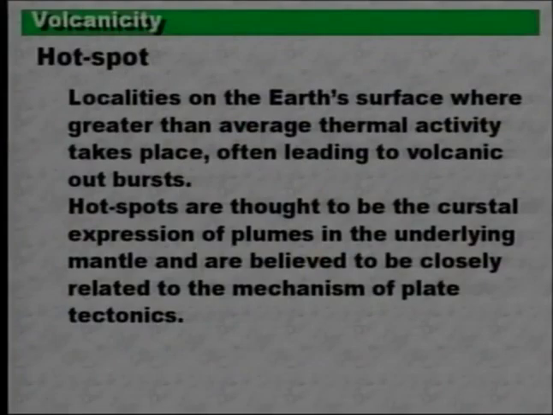The definition that we have looked at already, we found out that hotspots are localities on the Earth's surface where greater than average thermal activity takes place, often leading to volcanic outbursts. Hotspots are thought to be the crustal expression of plumes in the underlying mantle and are believed to be closely related to the mechanism of plate tectonics. That was the definition that we looked at for what hotspots are. From that definition, the word plume appears. It is an important term because it is to do with the activity of magma under the surface resulting in the creation of the hotspot areas.